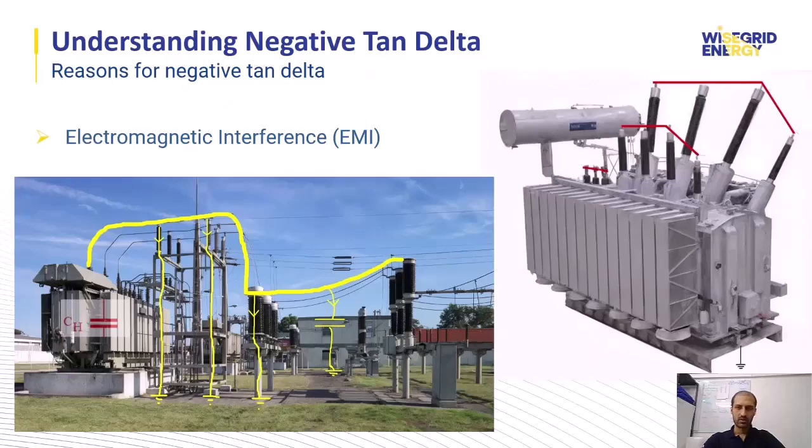So to obtain accurate tan delta results, the transformer must be properly isolated, and I mean we should isolate the transformer from the bushings and short circuit them together to eliminate the noise and leakage current during testing.